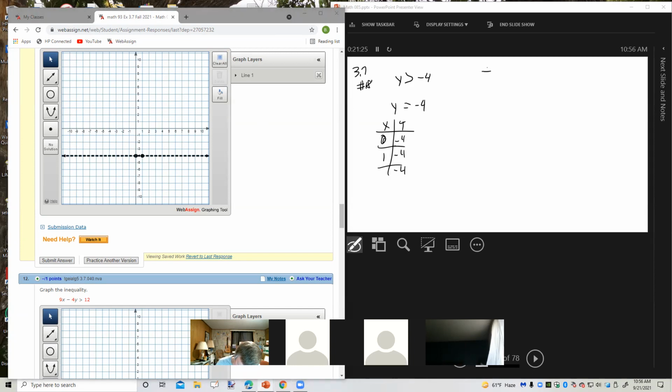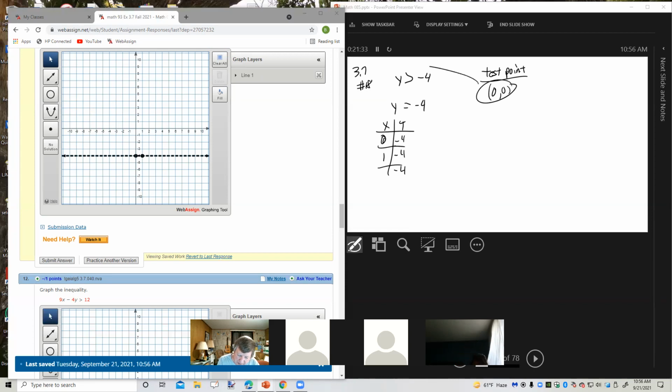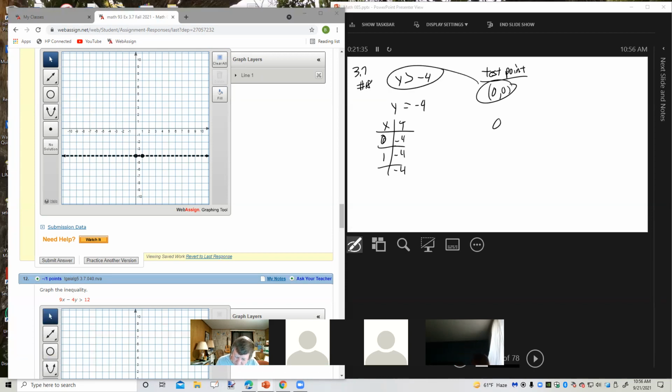Okay, so now test point. I can use 0, 0 because it's not on that line. If I put that in there, I get 0 greater than -4. That's true. So that means this point 0, 0 is part of the solution. So, and there we have the answer. Okay. Any questions about that one?